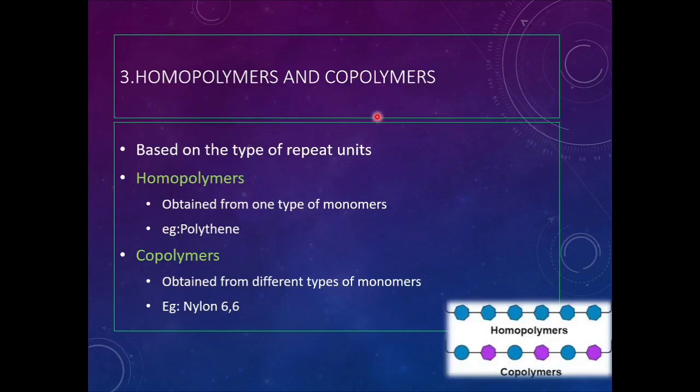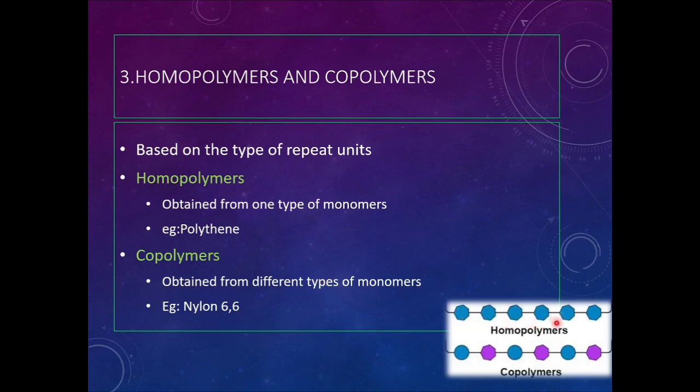Now the third one is homopolymers and copolymers, and based on the type of repeat units, you can classify polymers into two: homopolymers and copolymers. What are homopolymers? They are obtained from one type of monomer unit. Here you can see only one type of monomer unit is present in this particular polymer.